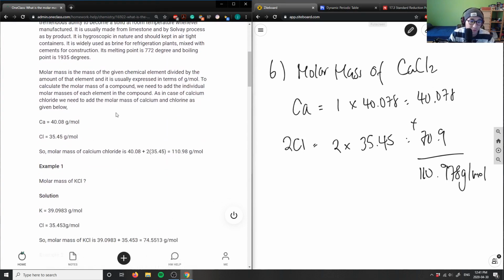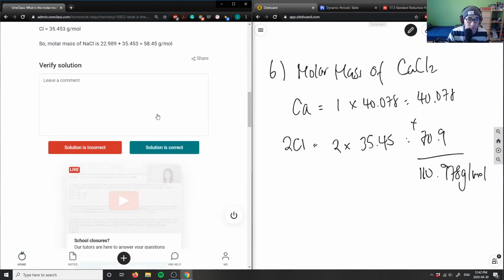And again, what they did was they broke this down into the molar masses like so, 40.08 and 35.45, and then you realize there's two chlorines here, so you have to multiply that number by 2. So the solution here is correct.